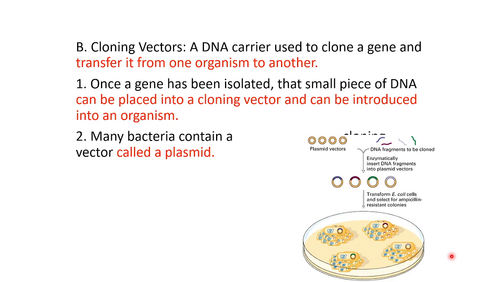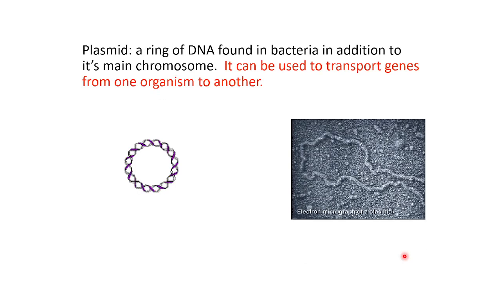And then you restriction digest this particular plasmid as well as the DNA fragment, and you ligate it and finally transform it to see which of the cells have taken up your plasmid, by looking at the colonies. So what is a plasmid? It is a ring of DNA found in bacteria in addition to its main chromosome. So that's a different thing.